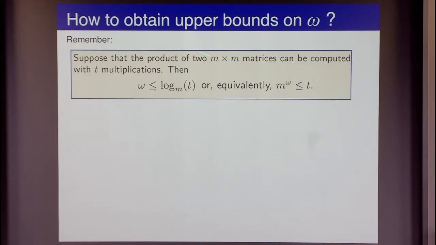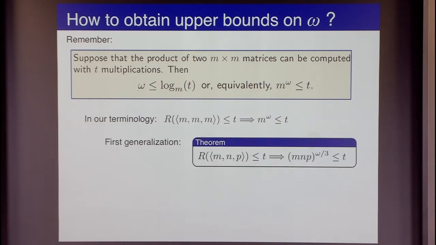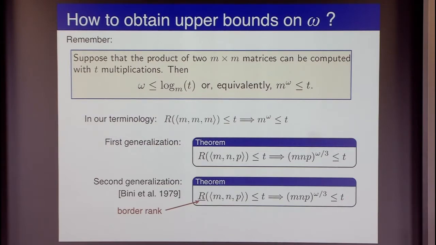And so we can rewrite what I explained a few minutes ago by this inequality. So if you can show that the rank of the tensor of this matrix product is smaller than t, then you obtain this inequality, which gives you an upper bound on omega. And you can generalize it to rectangular matrices, and you can also replace the rank by the border rank, and since the border rank can be smaller than the rank, this gives you a better bound on omega.